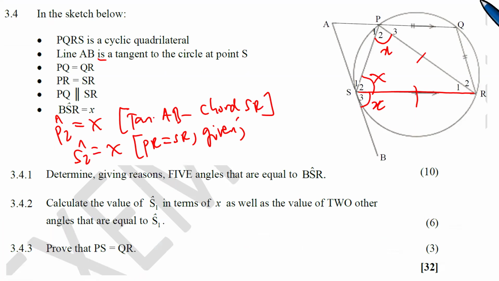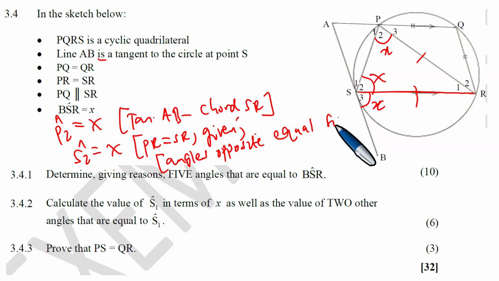We continue. So we are looking at 3.4.2. We're saying S2 is also X, and we say angles opposite equal sides. Very popular to say angles opposite equal sides.